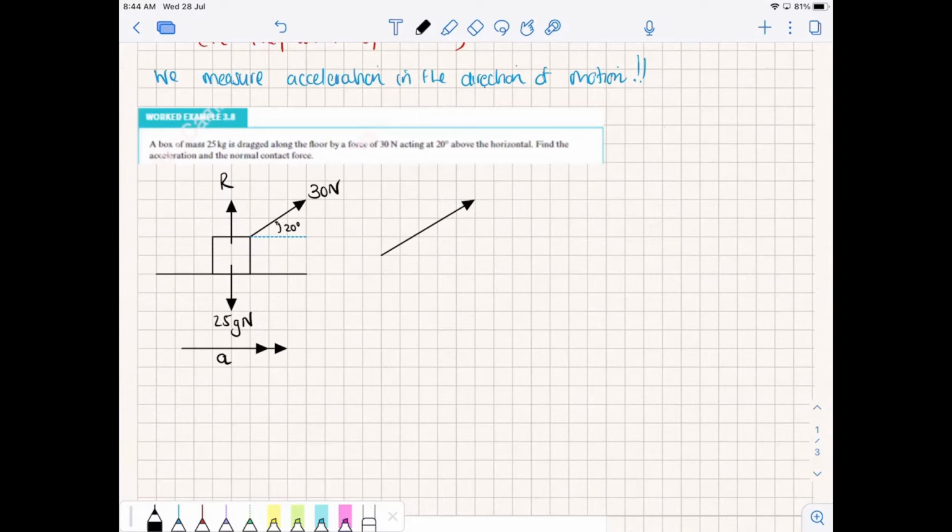I can see I have a vertical and two vertical components. I have the contact force of the surface. I also have the weight of the object acting down. And then I have this force over here, which is acting off in that direction. So the first thing we need to do is split this up into two components so we can resolve.